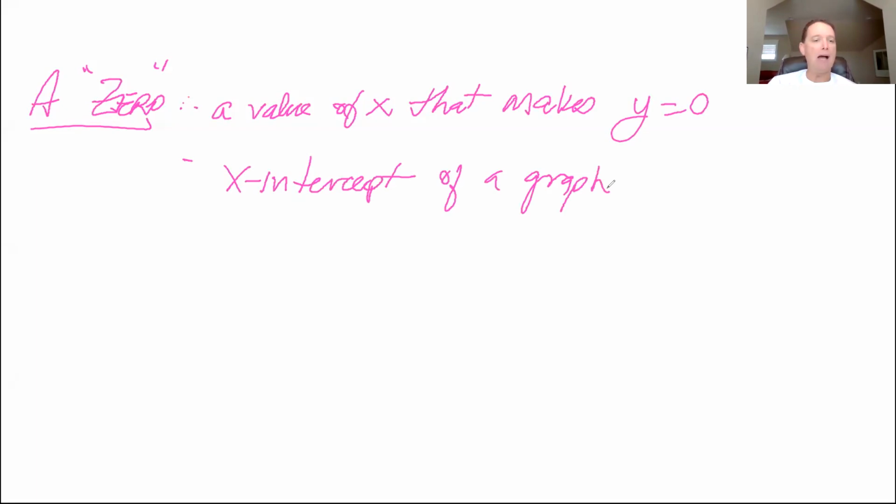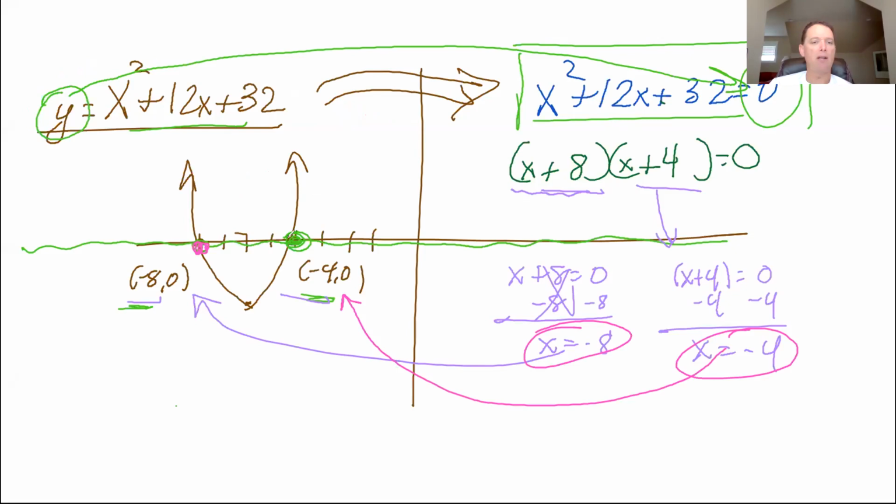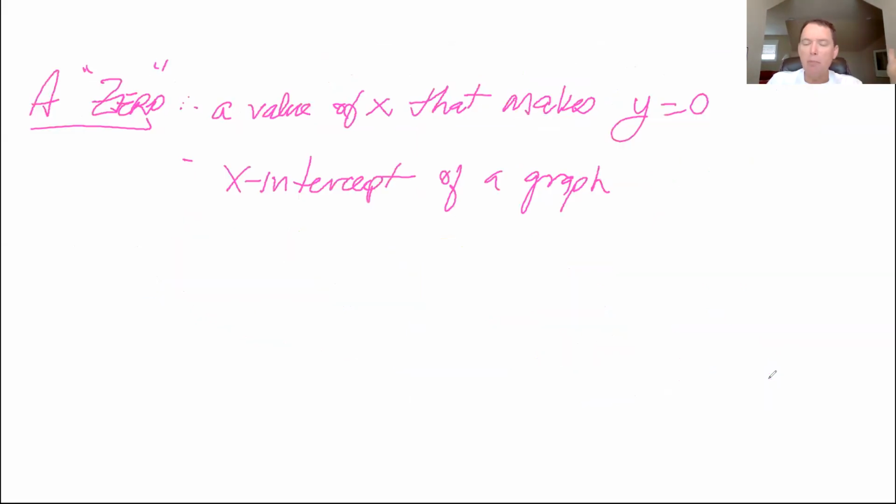When we go back to this graph, I see that the x-intercepts are -8 and -4. I call those zeros. So there are 2 zeros in this problem, and both of the zeros are -8 and -4. Confusing, right? It's an unfortunate choice of terms, but what can you do?